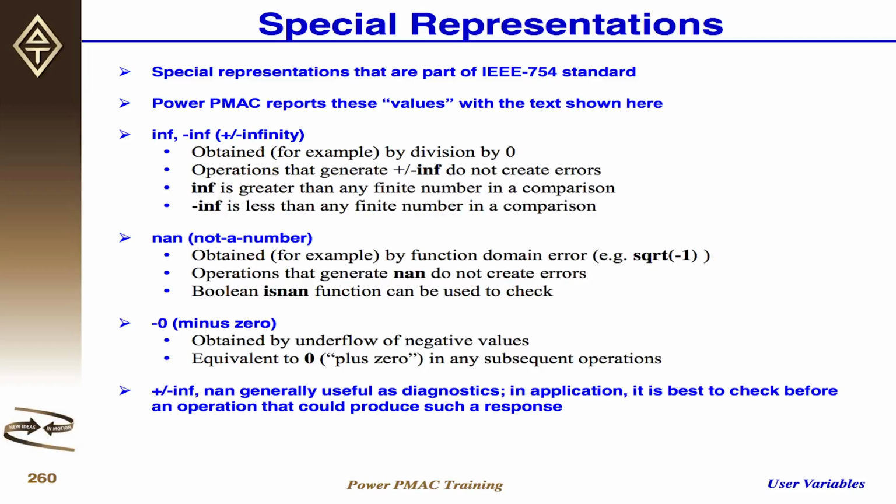Last, there is a -0 result you can get. That's obtained by underflow of negative values, and it's the exact same as 0 in any operations. If you do if -0 equals 0, that will return true. It's simply kept there as per that standard to let you know that you somehow have an underflow of negative values. Plus minus infinity and not a number is generally used just for diagnostics.